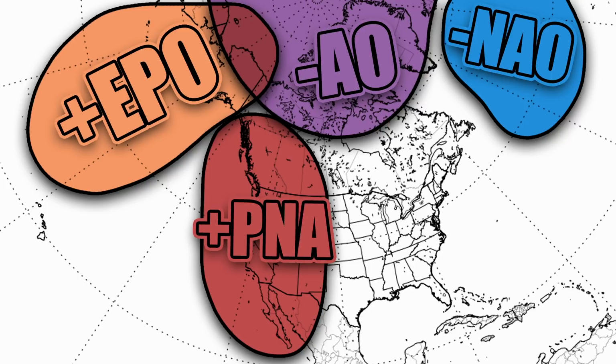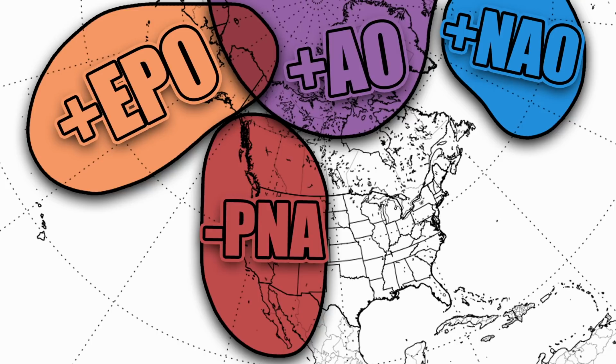Sometimes it dips down into the US, but I can't remember the last time it actually split in two, which is very rare. And then here's what you want if you want cold and snow in the western United States: positive EPO, negative PNA, positive AO, and positive NAO if you do like cold and snow in the eastern United States or in the western United States there.